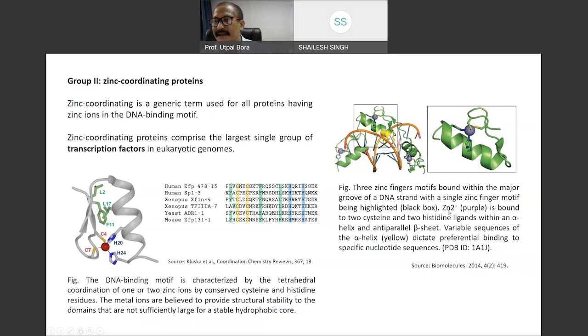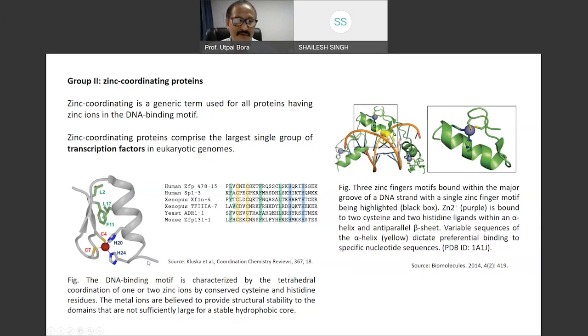The Zn2+, which is purple colored, is bound to two cysteine and two histidine ligands within an alpha helix and anti-parallel beta sheet. Okay, so please focus on this particular diagram over there, and the reason why I asked you to pay your attention to the two cysteine residues and the two histidine residues in the DNA sequences to which this particular protein binds.